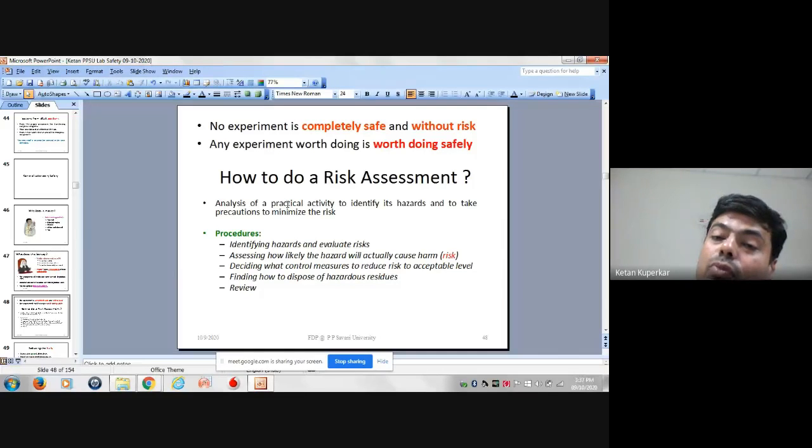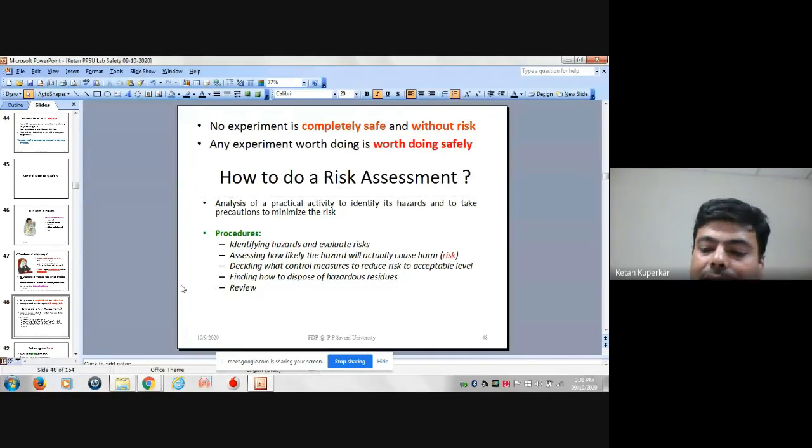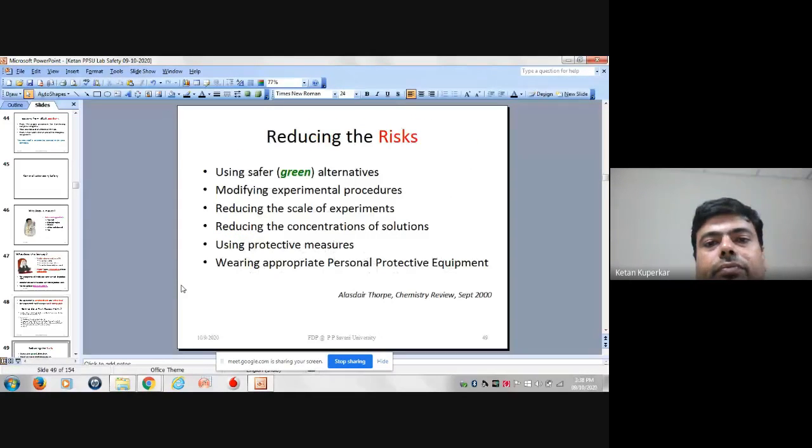But this is the most important factor which the judiciary system has put forth to every laboratory or every organization which has a laboratory setup. Now, what it does is identify the hazard and evaluate the risk, assess how likely it would be hazardous, decide what control measures would be there, and what would be the correct way to dispose of it. Once this has been done, review it and then finally generate the data.